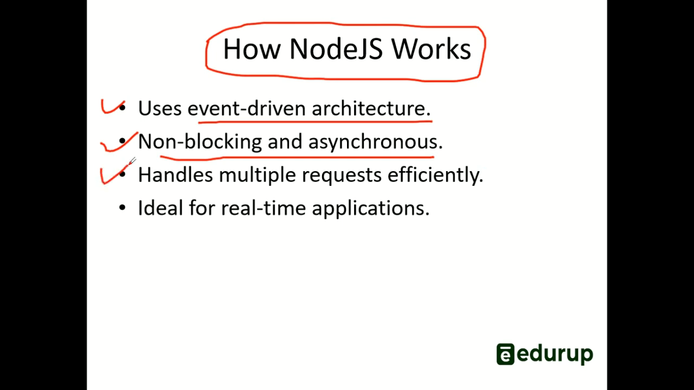And also it handles multiple requests efficiently, just like the asynchronous concept. The waiter is taking not only your order. First he takes your order, then he moves to the other table, and there also he takes orders. Multiple requests, he is doing multitasking there. And then it is ideal for real-time applications. It's very important.